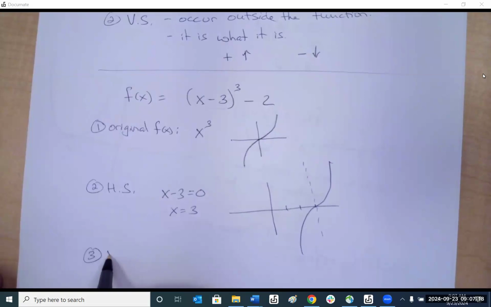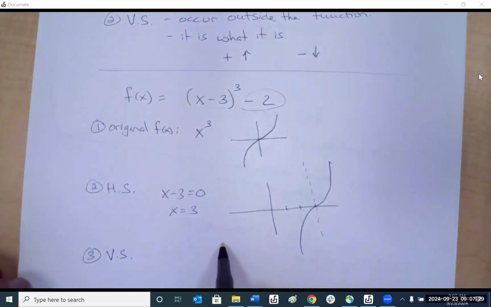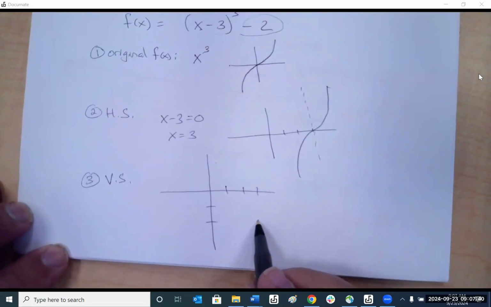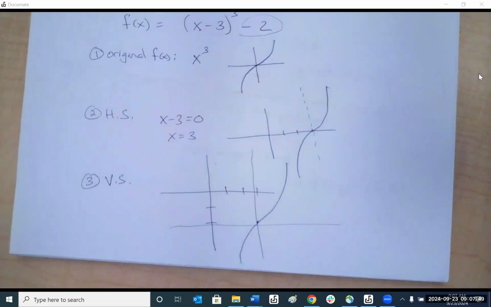Third, is there a vertical shift? Where and how many? Right, so we have a -2. So what happens there? From this point, we go down 2 spaces. And there's my new origin. So I put my new graph there and I graph it. And there's my graph. All we're really doing when we do transformations is picking up the graph, moving it left and right, up and down. That's all we're doing so far.